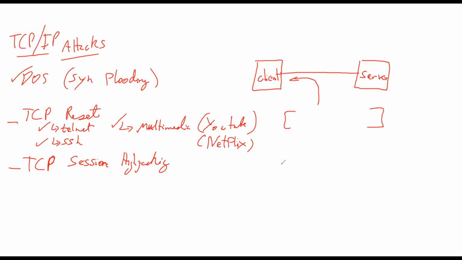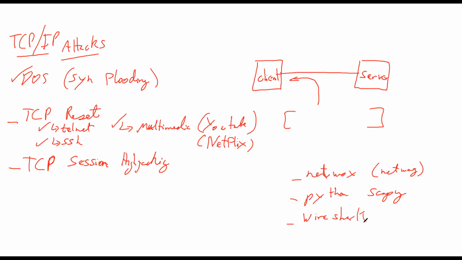As I said, we'll do both of these with three tools: Netwox or Netwag, and I'll try to provide as much information as you need, Python Scapy, and Wireshark, of course. So these are the three tools that you will need. We're not going to be using C or C++ in this one. We'll use C++ again when we do firewalls.